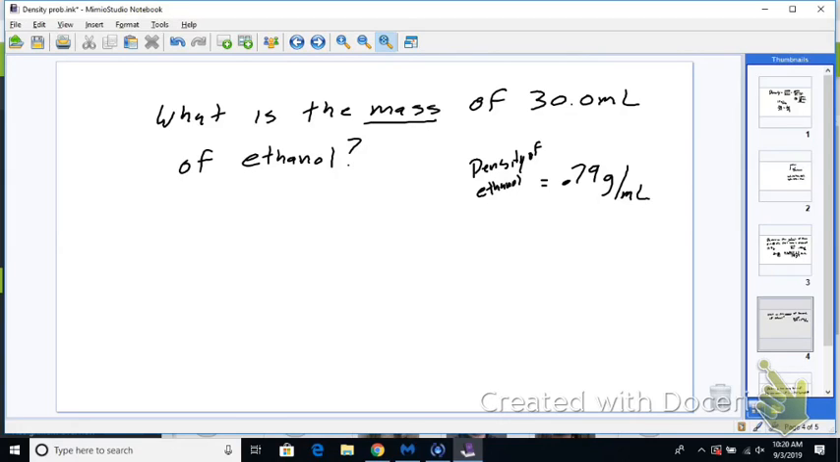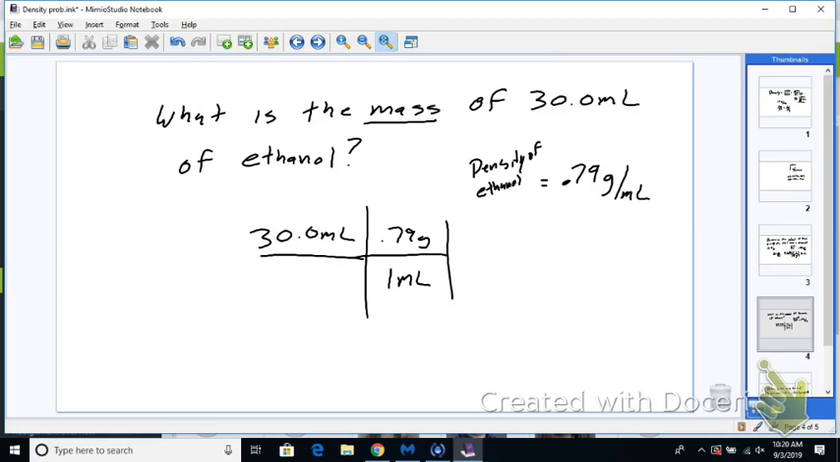Okay, so in this one, I put my 30 milliliters out in front. I know that for every 1 milliliter I have 0.79 grams. So down here I'll put 1 milliliter is equal to 0.79 grams. Milliliters cancel, my units are grams of ethanol. Then all you do is multiply those two and you've got your mass. For the correct number of significant digits, you're not going to write 24, but you're going to write 23.7, because there are 3 digits there. Okay?